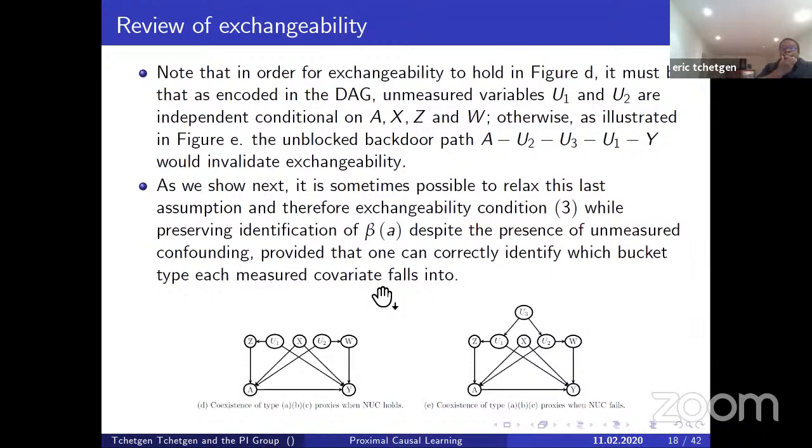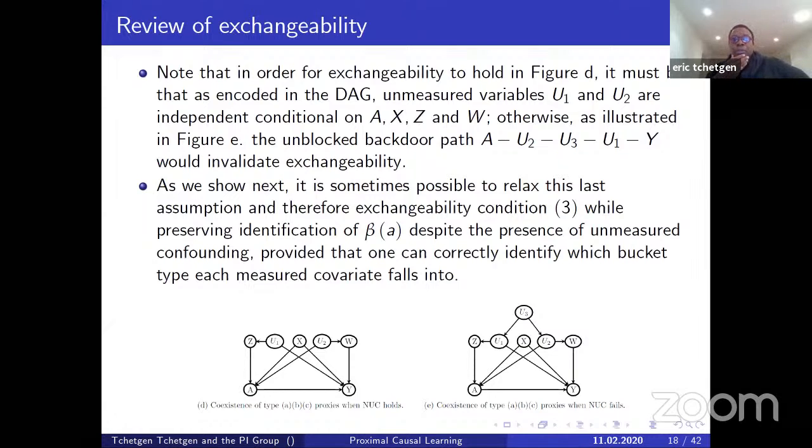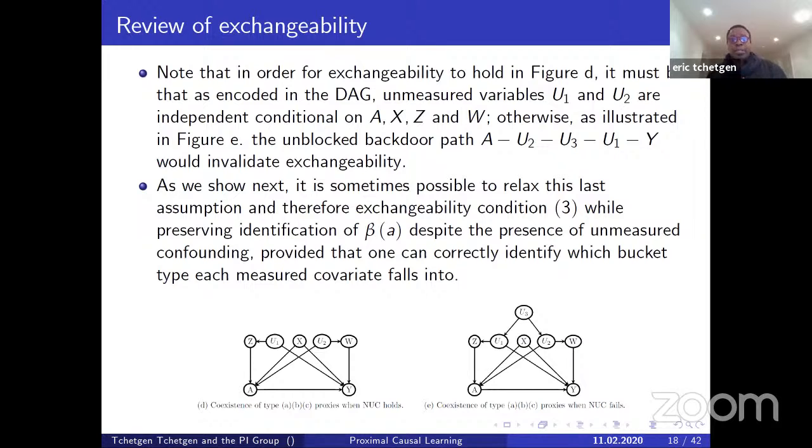As we show next, it is sometimes possible to relax this last assumption that there is no unmeasured common cause between U1 and U2. In fact, you can relax it considerably, and therefore relax exchangeability condition 3, while preserving identification of beta A, despite the presence of unmeasured confounding, provided that one can correctly identify which bucket type each measured covariate falls into. So that's basically what we're going to do. We're going to replace exchangeability, and then we're going to assign our proxies to be a certain type. And what we're going to argue is that this is actually something quite reasonable to reason about.